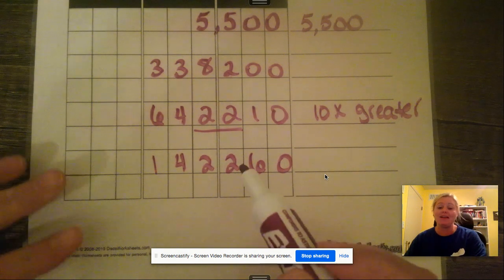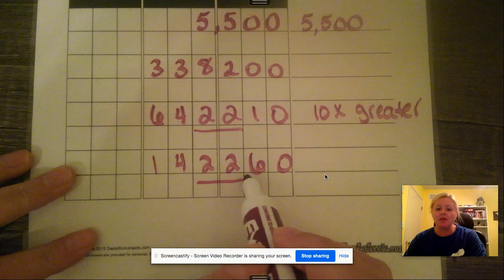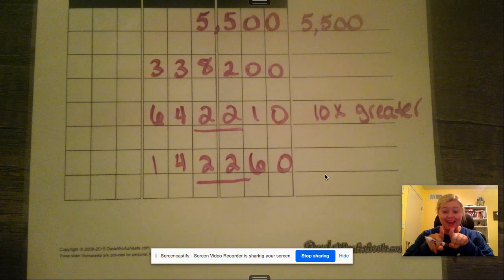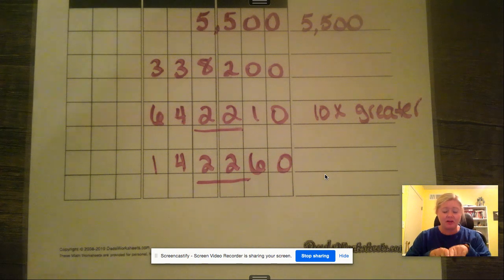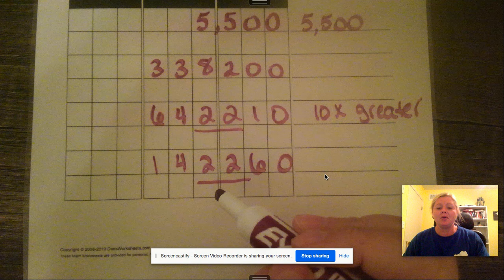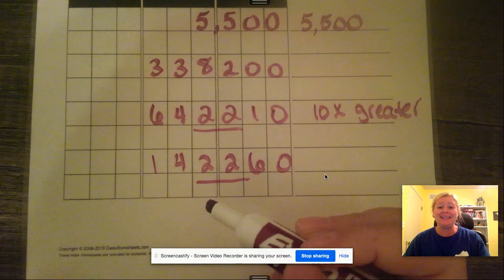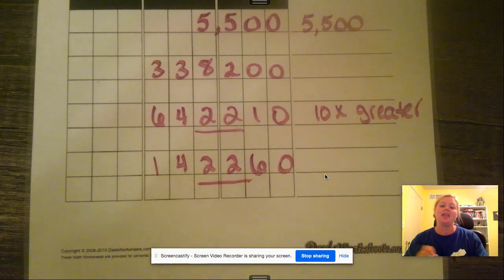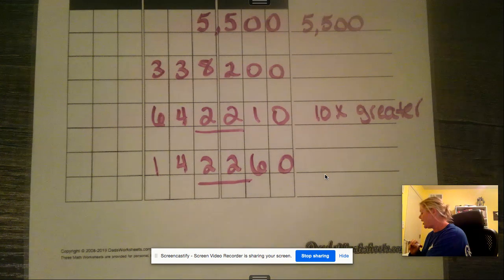It did not. Anytime you have two numbers that are right next to each other, it's like a double. They're right next to each other. If I have two numbers that are right next to each other, the larger number is always going to be 10 times greater than the smaller number. So let me give you one for you to try.